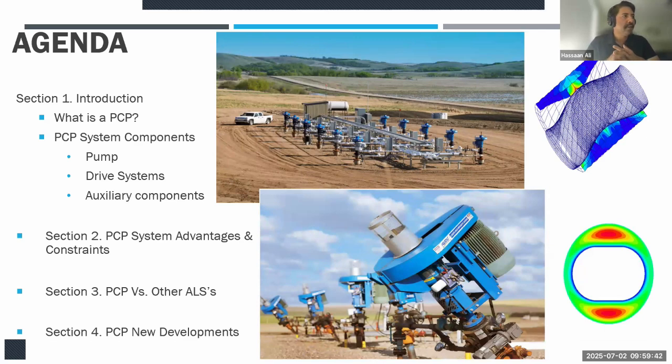So, progressive cavity pumping system, the agenda is that I want to share with you guys what is a progressive cavity pump, what are the different components of this progressive cavity pump, all the way from the downhole components like pumps and the surface components like drive systems and auxiliary components like a variable speed drive or a variable frequency drive. In section 2, we are going to talk about the advantages of using a PCP system and what are the different application constraints, followed by a section on PCP versus the other artificial lift methods like gas lift systems and ESPs. And finally, we're going to talk about what is the natural constraint of a PCP system and how new technologies are overcoming that natural constraint.